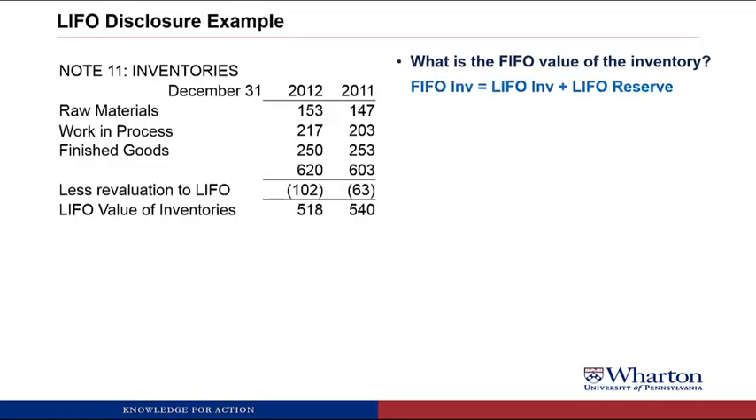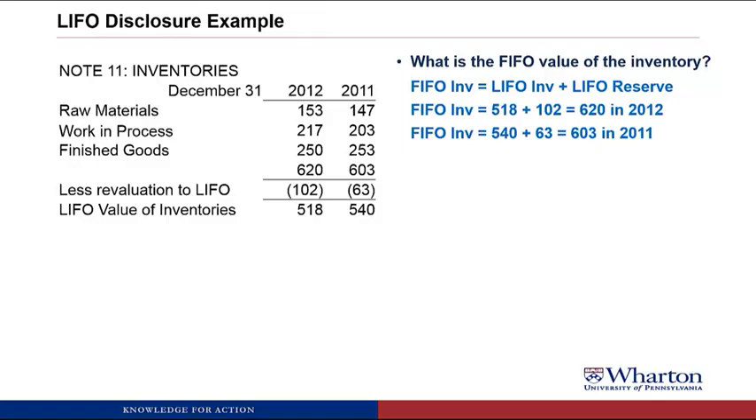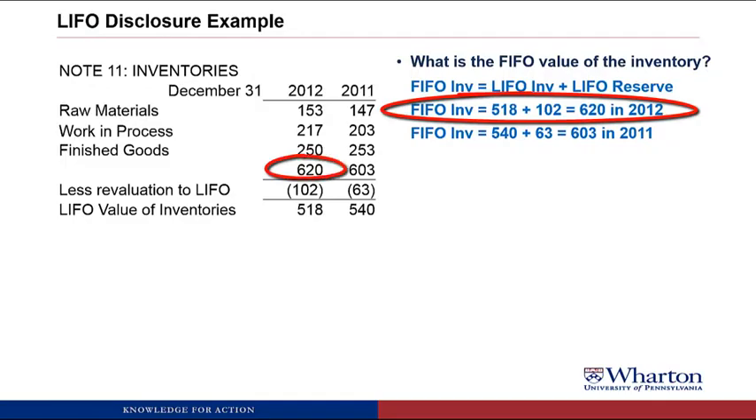So remember, the FIFO value of the inventory is whatever the LIFO value of the inventory is, plus the LIFO reserve. So if you see at the bottom of the disclosure, we have the value of the LIFO inventory as $518 in 2012. That's what shows up on the balance sheet. The LIFO reserve is 102. Ignore the brackets. That just indicates that it's a credit, whereas the inventory numbers are debits. But don't worry, we're not going to do journal entries. So if we take 518 plus 102, you end up with 620 as the FIFO value of the inventory in 2012.